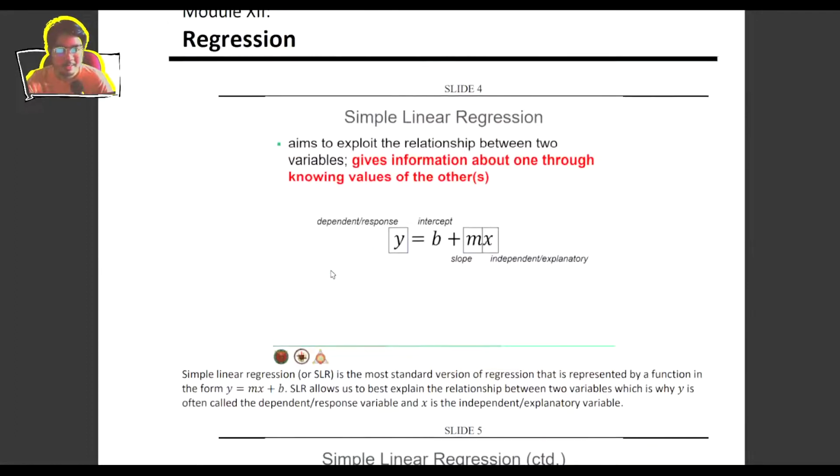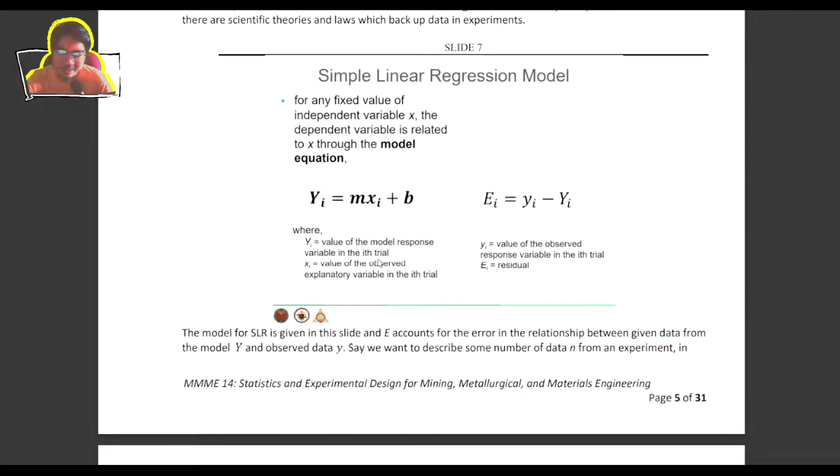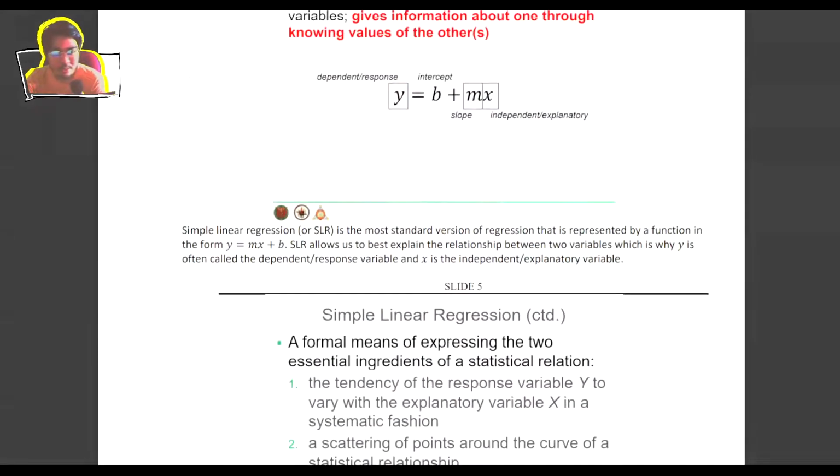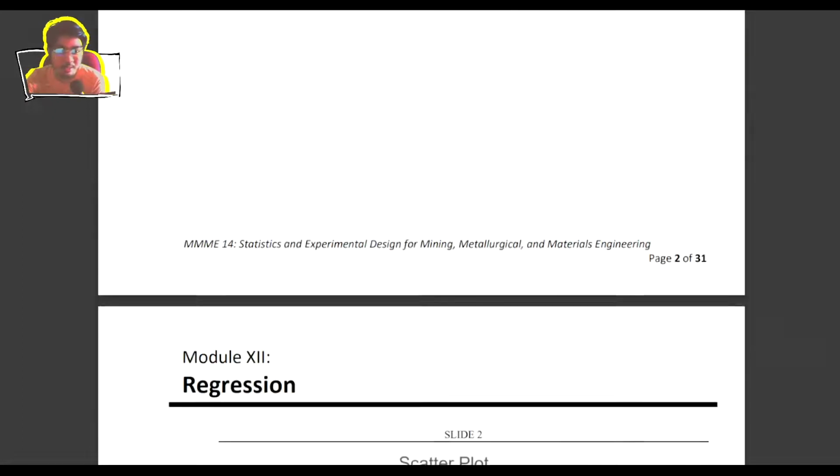Parang baliktad ata. Let me double check. The regressant. I think that's correct. Let me check my other notes. Okay. So tama naman. So again, the regressor is the independent variable, and the regressant is the dependent variable.